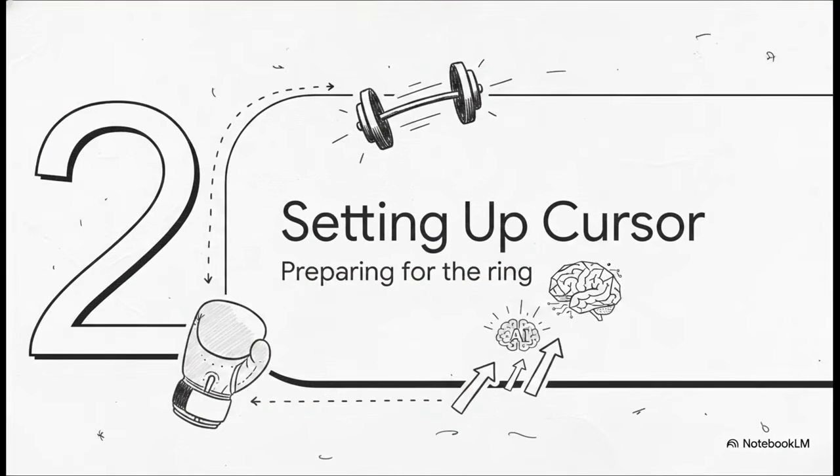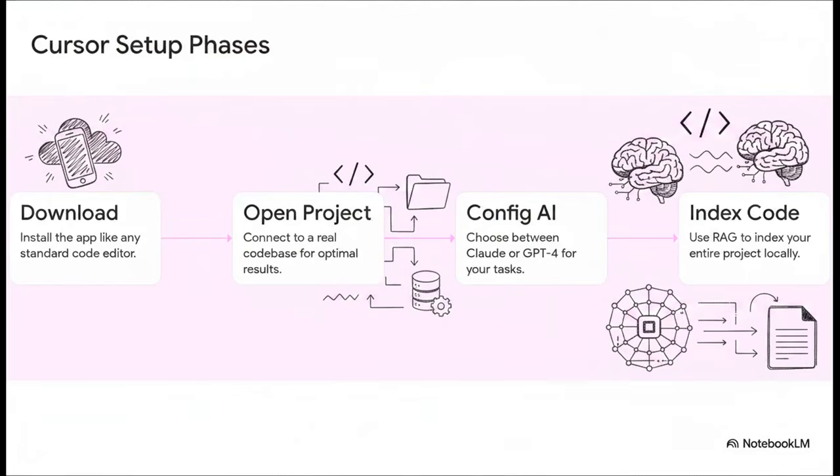Moving on to Section 2, Setting up Cursor AI. So if Cursor is this powerful AI-native challenger, how do we properly prepare it for the ring? Getting the most out of an AI editor requires a slightly different setup process. It basically involves 4 crucial phases. First, you download and install it, just like any other app. Second, you open an existing project, and this is key. It works best when connected to a real code base.